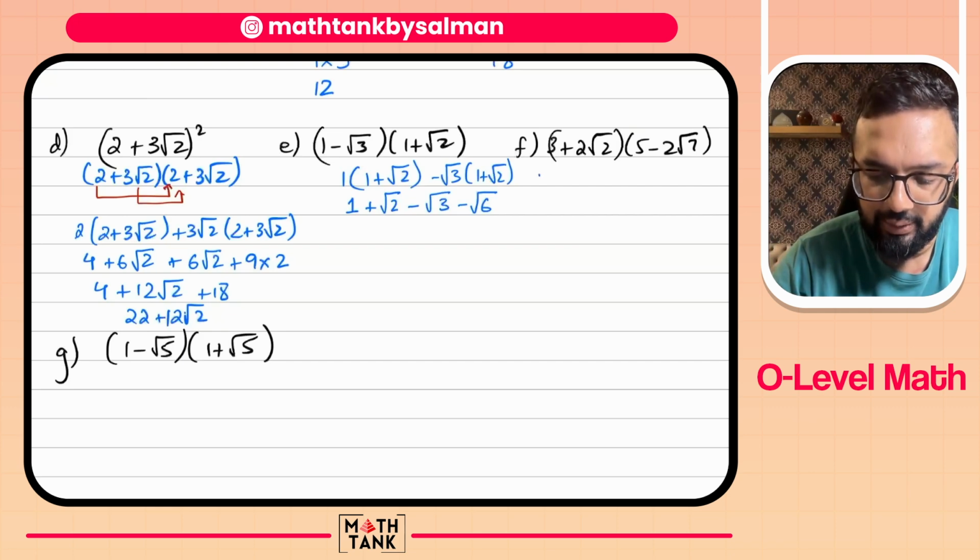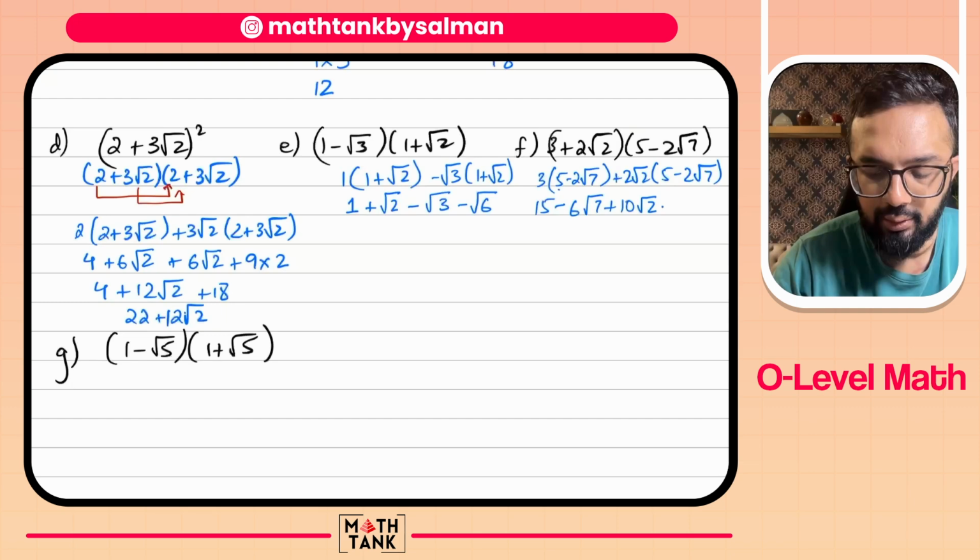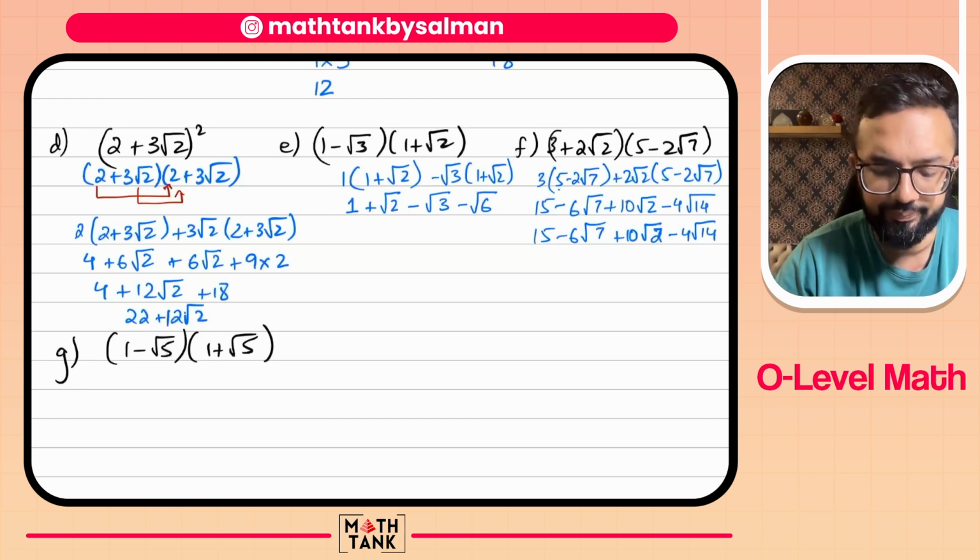Okay, and let's do this one. So 3 into 5 gives me 15, and 6 root of 7, then 10 root of 2, and then 2 into 2 is 4, and root of 2 into root of 7 is root of 14. Can I simplify this further? No, I can't simplify this further. So I'm just left with this part. Okay, and that's absolutely fine.